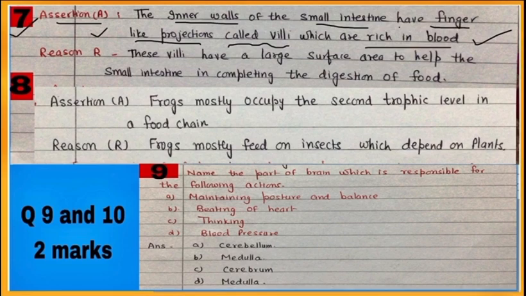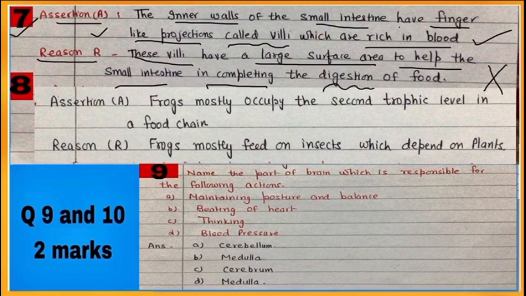Now see the reason statement. These villi have a large surface area to help the small intestine in completing the digestion of food. This is the wrong statement. These villi have large surface area to help the small intestine in completing the absorption of food and not the digestion of food. So, reason statement is wrong. Assertion is correct. So, option C is the correct answer.